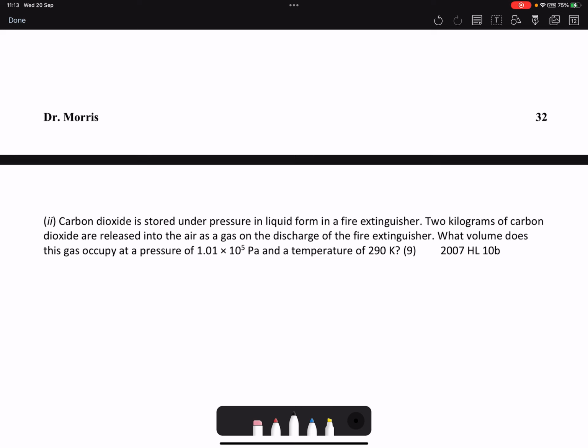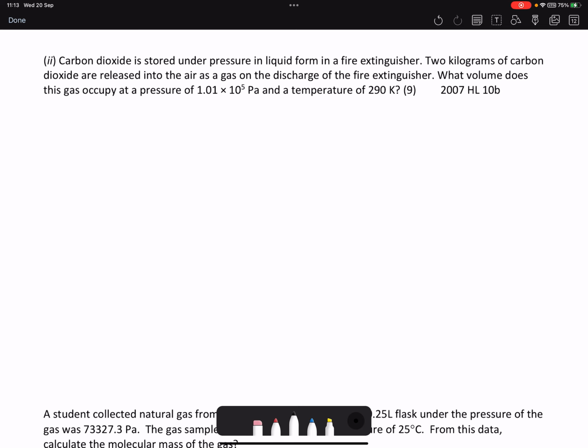Okay, we then go over the page. So again, we read through: carbon dioxide, under pressure, in liquid form in a fire extinguisher. 2 kilograms of carbon dioxide are released into the air as a gas on the discharge of the fire extinguisher. What volume does the gas occupy at a given pressure and temperature? This is my question mark.